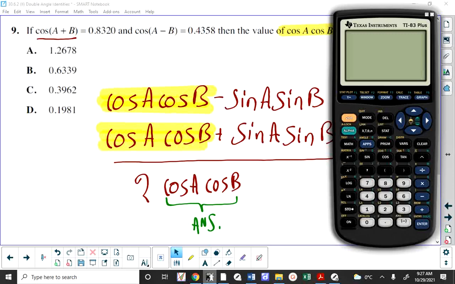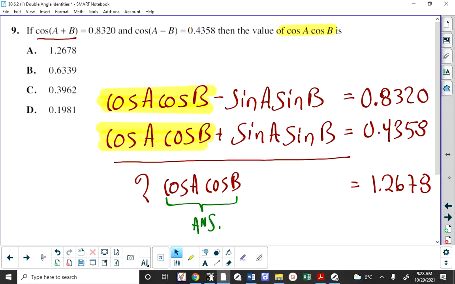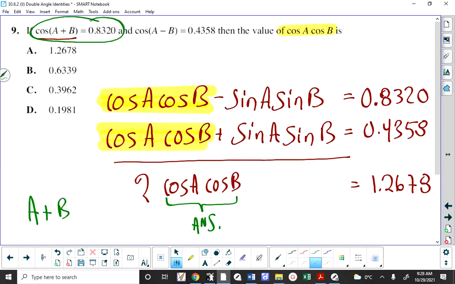First of all, you are not told which quadrants angle A and B are in. So apparently it doesn't matter. Let's just say they're in quadrant 1. I don't even think we need to worry about that. What I'm going to do is take this first statement right here, and I'm going to find out what A plus B is. And I'm going to drop the idea of a reference angle, because I'm assuming it's in quadrant 1. I'm just going to take the inverse cosine of 0.8320, and I will know what the sum of angle A and B is.